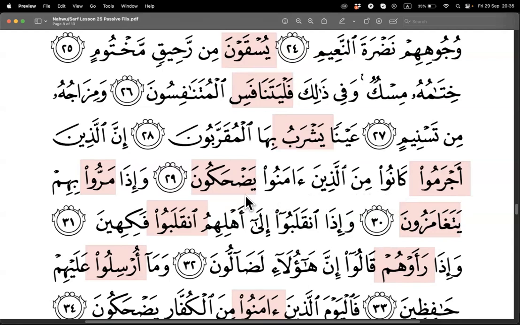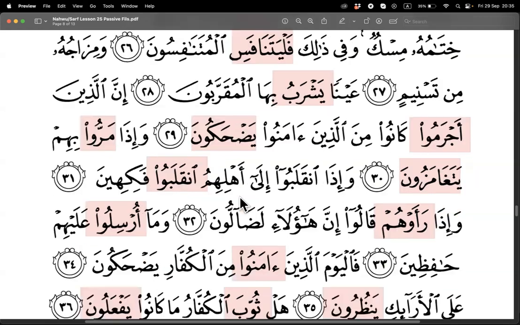Kanu, yadhakun. Yadhakun will be fi'il mudari, and then this one is ma'lum, and then the fa'il is hum. Yes, hum. Correct. Next one.